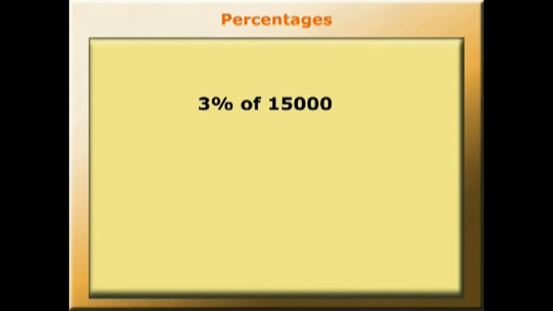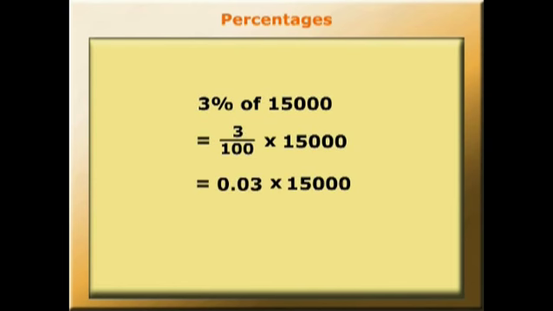3% of 15,000 is 3 hundredths times 15,000. That is to say, 0.03 times 15,000, which equals 450. So the car will cost £450 more next month.